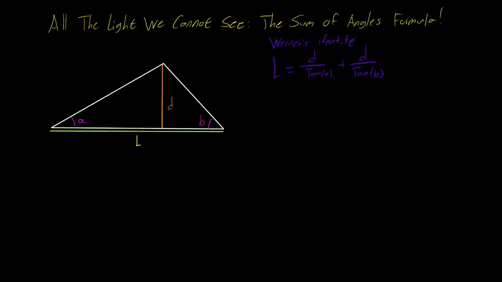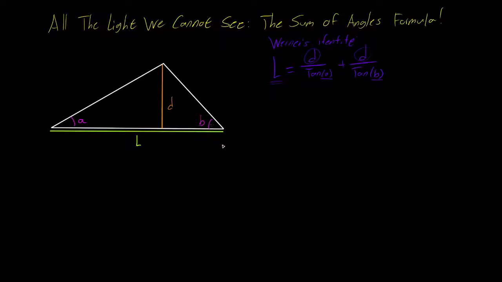So, what does Werner's identity help us do? Werner's identity helps us solve for the length of a triangle. As you can see, the length is on one side of the equation. If we know the distance and we know the angles, we can use this equation to solve for the length of the triangle. Now, this wouldn't be a Low Academy video without me explaining why, so I'm going to do a quick derivation of this formula.